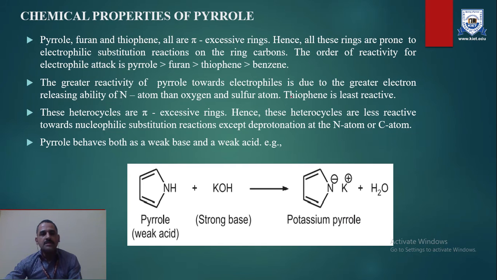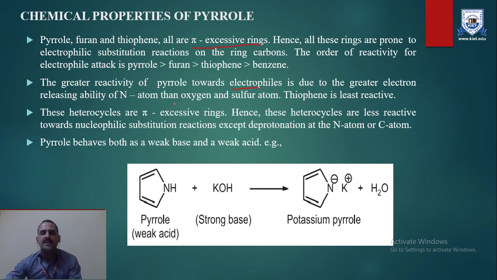Chemical properties of pyrrole. Pyrrole, furan, thiophene, all are pi excessive rings. Pi excessive ring means in all these molecules like pyrrole, furan and thiophene, they all possess a 5-membered ring, where the 4 carbons and 1 heteroatom are generally sharing a total of 6 electrons. That's why one increased number of electrons is present in comparison to any 6-membered compound. That's why they have good electron density, and the pi system is generally known as a pi excessive ring. Okay. The greater reactivity of pyrrole is toward electrophiles.